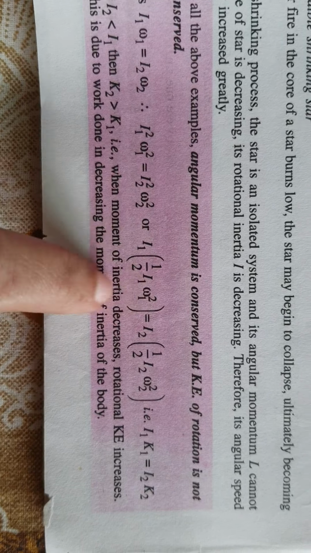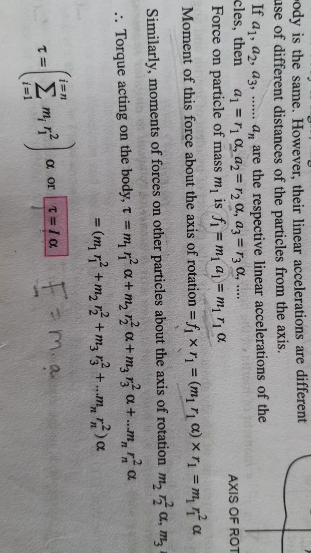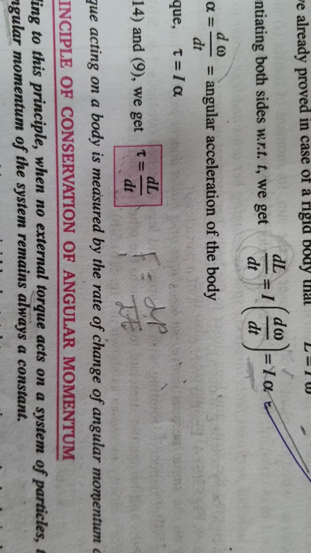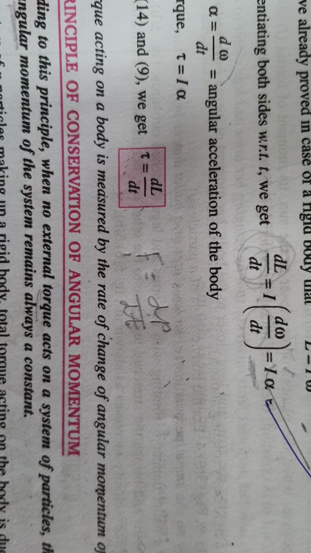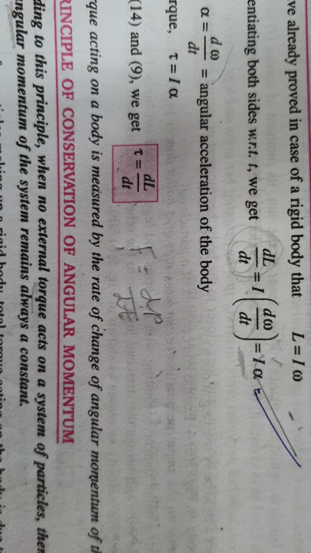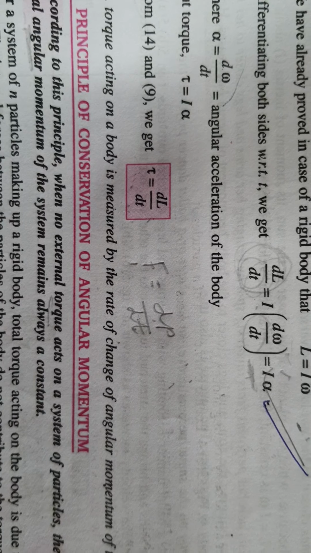What all we learned in these two videos. The first thing we learned is torque is equal to I alpha, which is the analog of F is equal to ma. Then we learned the relation that p is equal to mv, which is the analog of L is equal to I omega, that is angular momentum. Then we learned torque is equal to dL by dt, analog of F is equal to dp by dt. Torque is the rate of change of angular momentum. Force is the rate of change of linear momentum.